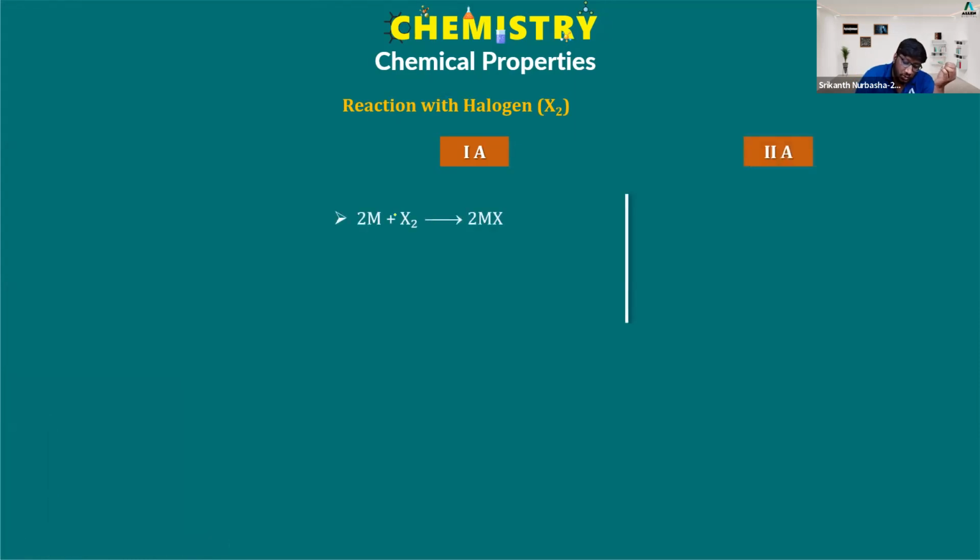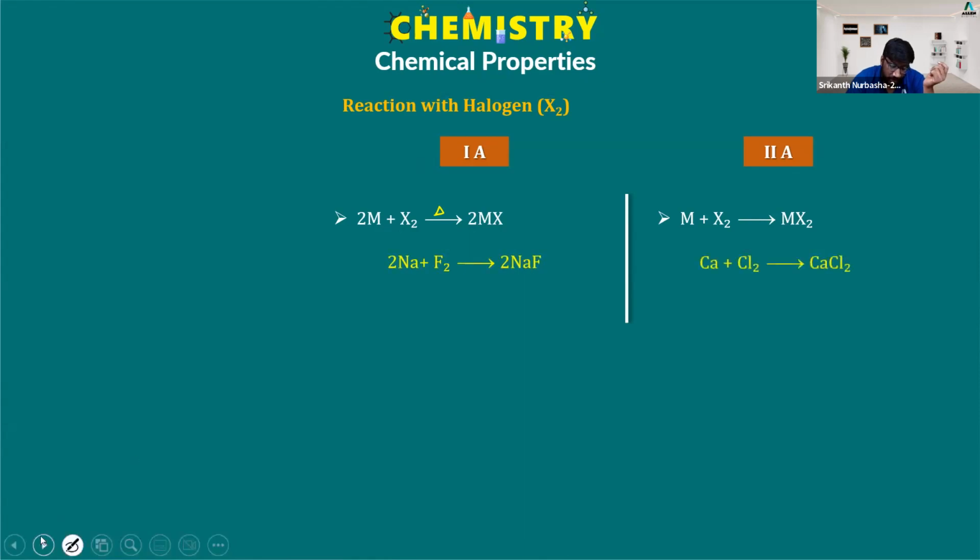They react with halogens. 2M plus X2 at high temperature forms 2MX, because the temperature helps in cleaving the bonds, making the reaction occur greatly. M plus X2 will form MX2. Here M is a group 2A metal, and there M is a group 1A element. So 2Na plus F2 forms 2NaF. Ca plus Cl2 forms CaCl2.